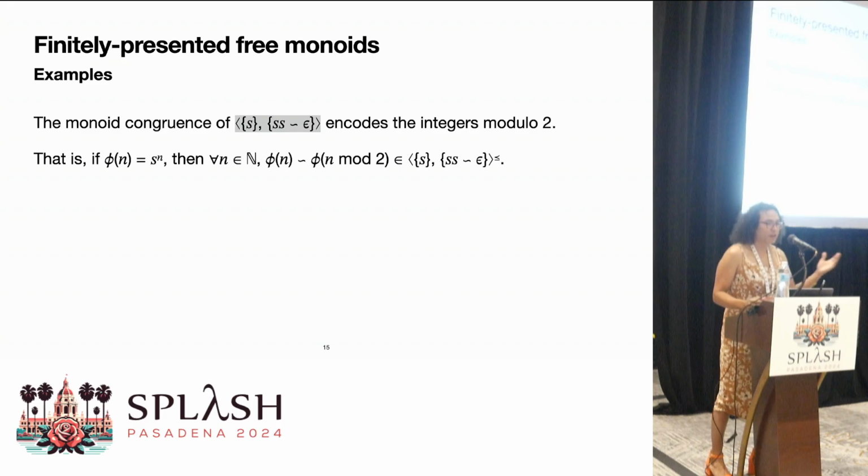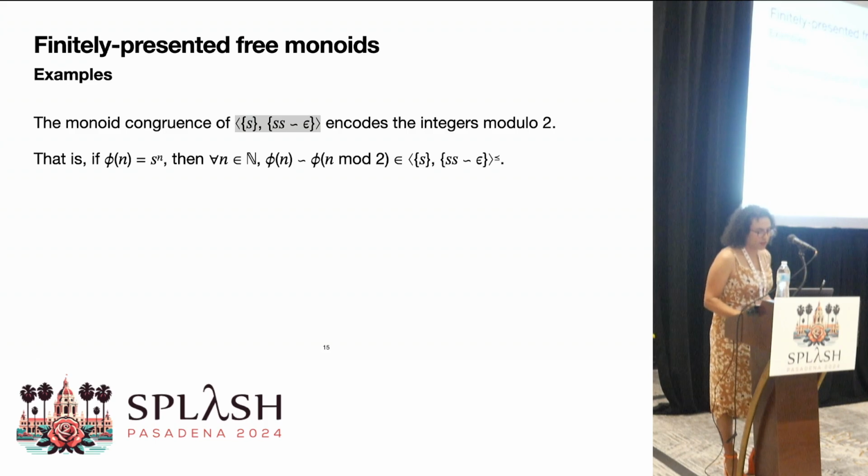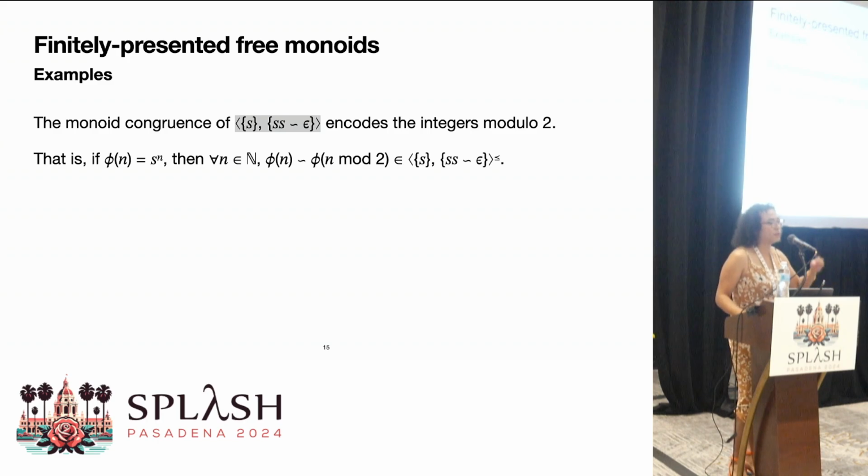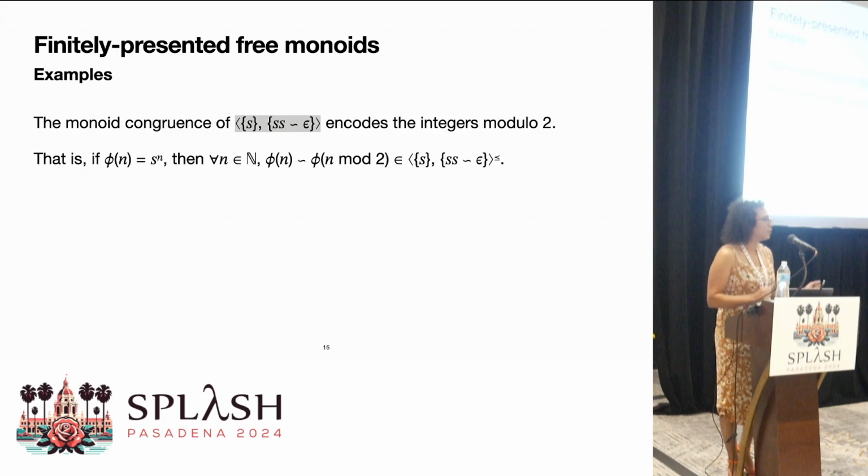So here we can have a little fun example. If we take this finitely presented monoid, which consists of just the letter S, and a congruence that defines a relationship between SS and the empty string, then actually we have encoded integers modulo 2. That is, if we just take the length of the strings, then the monoid congruence contains all the strings whose lengths are even, and all the strings whose lengths are odd. These are part of the congruences.